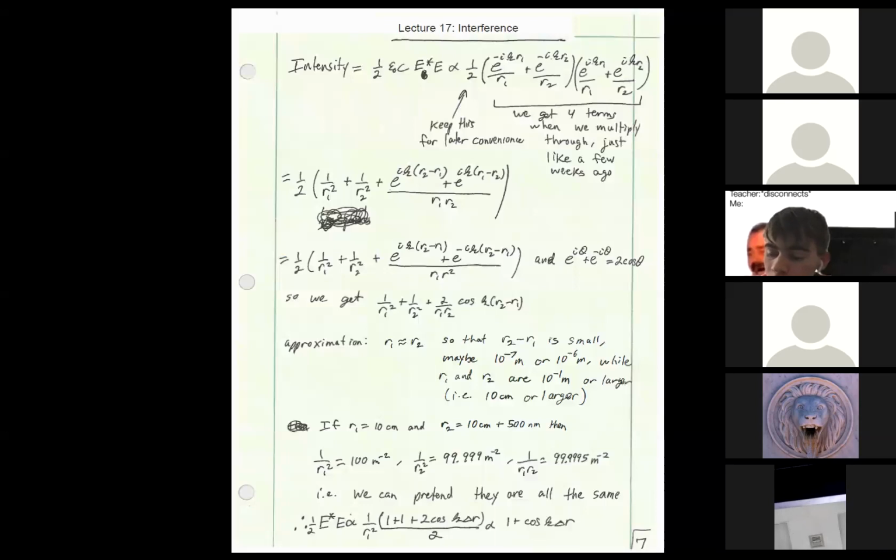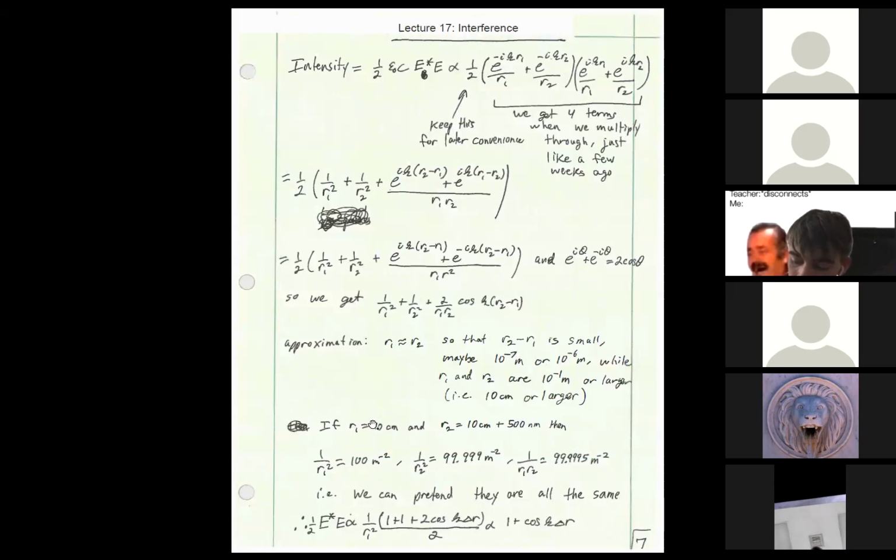And now here's an approximation that's subtle. This approximation is not always valid, but it is by definition valid in the cases we're considering, meaning that if it isn't valid, then we're not doing that case. If your detector is very far away from the 2 slits, then R1 is very close to R2. So their difference is very small. Maybe 10 to the minus 7 meters or 10 to the minus 6 meters. But let's say that R1 and R2 are at least 10 centimeters.